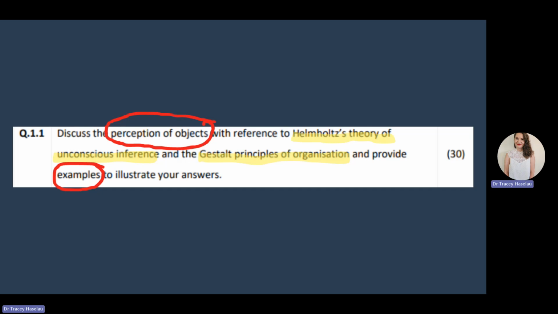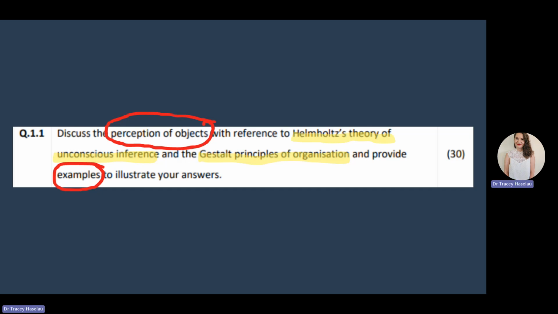Now, what am I going to give you marks for? You're not going to simply write down everything you know about perception. Okay? Look where the question is directing you. I'm only going to give you marks if you talk about perception in relation to the theory of unconscious inference and Gestalt principles of organization. Okay, there's my 2 focus points for my essay. Not really an essay, it's a short question. And there it is. Provide examples to illustrate your answers.